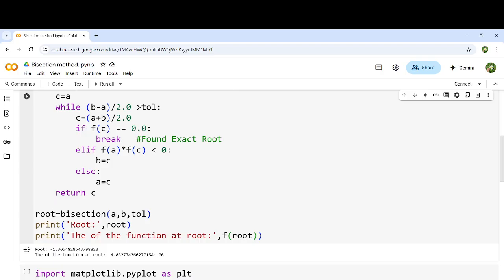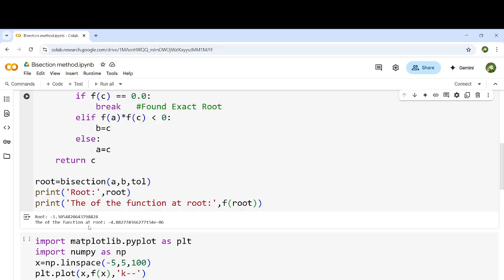Here I have written root equals bisection a, b, tolerance, and print the root, and also I have printed the value of the function at the root. You see that the value of the root is minus 1.305 and the value of the function at the root is minus 4.88 times 10 to the power minus 6, that is near to 0. That means I have found the root, and this root is correct.